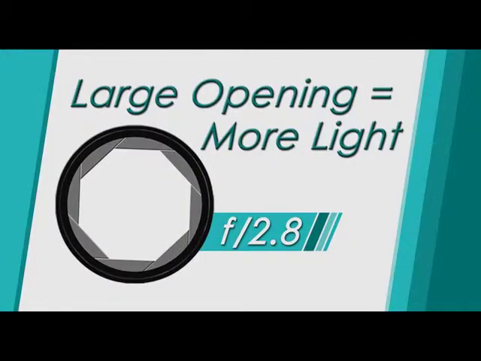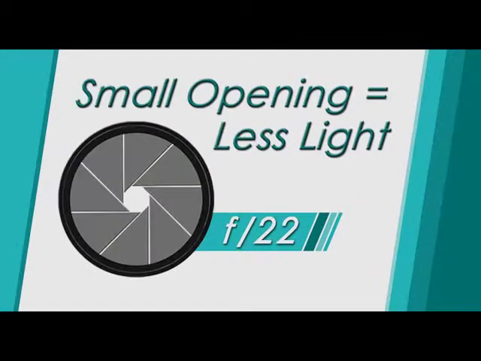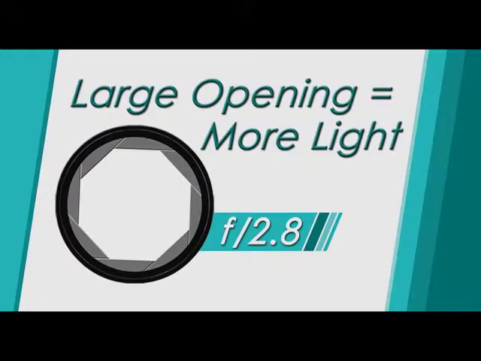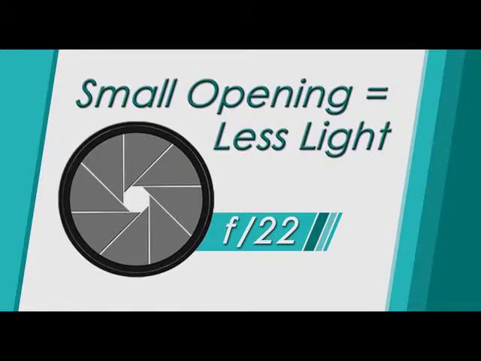The smaller f numbers, like f2.8, give the largest opening. The higher f-stop numbers, like f22, will give you a smaller opening. For example, f2.8 will give you a very large aperture, which in turn allows more light into the camera. Likewise, f22 is a small aperture, which will allow less light into the camera.